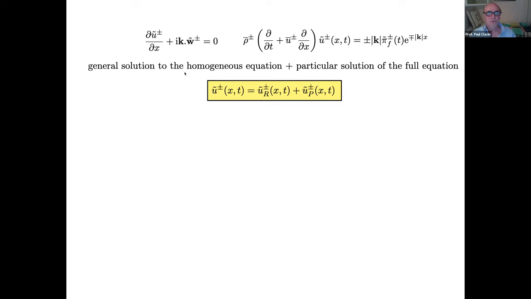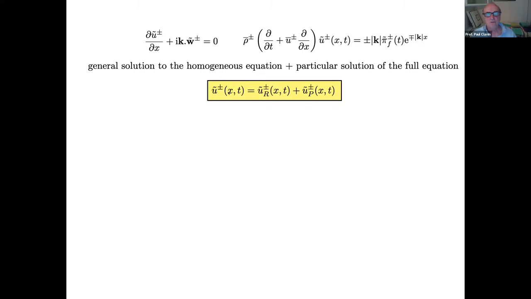So the solution of this equation is the general solution of the homogeneous equation, which means without the external term, plus a particular solution of the full equation. We will call P the particular solution, which is going to be a potential flow. The P means either potential or particular. And R means the general solution to the homogeneous equation, which is in fact rotational, as we will understand more clearly later on. This is what it means there.